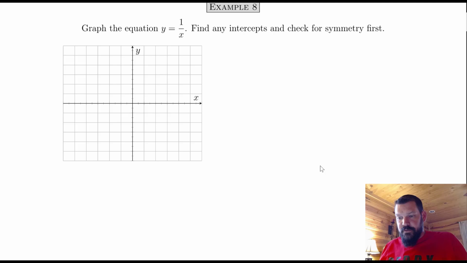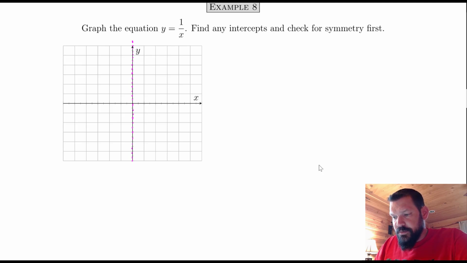Here we have the graph of y equals 1 over x. Find any intercepts, check for symmetry. Well, we obviously know that x can't be 0 because we can't divide by 0. So what we end up with in that case is a vertical asymptote. I'm just going to sketch that in here. And we're going to talk more about asymptotes much later. But this is a boundary line that this graph will not cross.